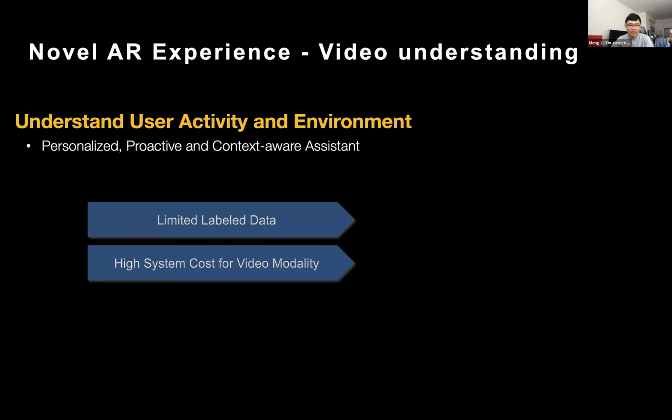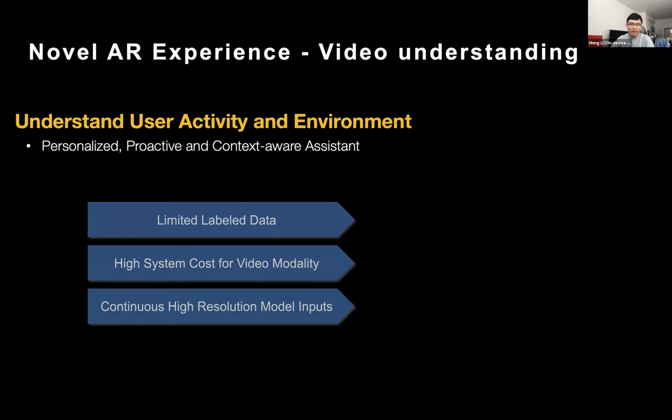The second challenge is on the video modality itself. Video modality usually means your camera needs to keep capturing the input frames, and you need to keep transmitting the data from the camera to the SoC. And this will incur very high system cost. And the last challenge is that nowadays the resolution of the sensors is becoming higher and higher. And this continuous high resolution input usually makes the video understanding model much more computationally intensive and memory intensive.